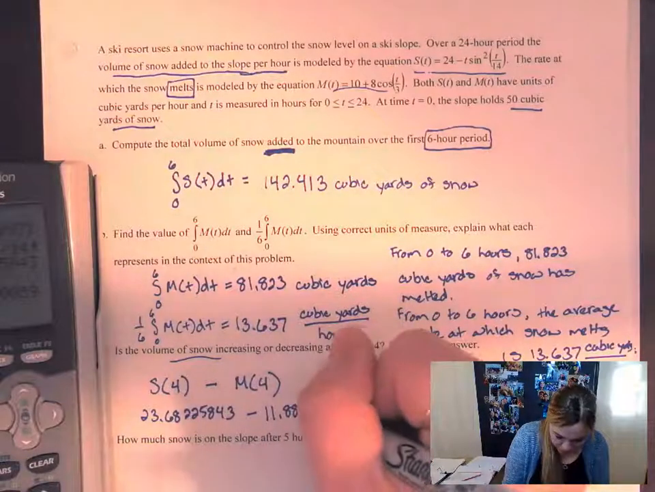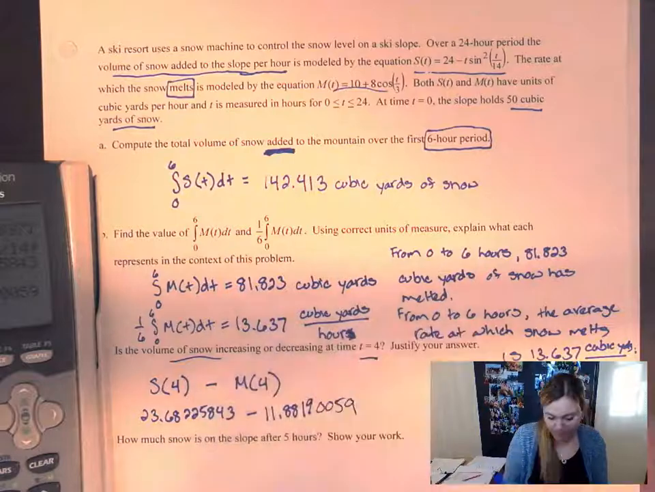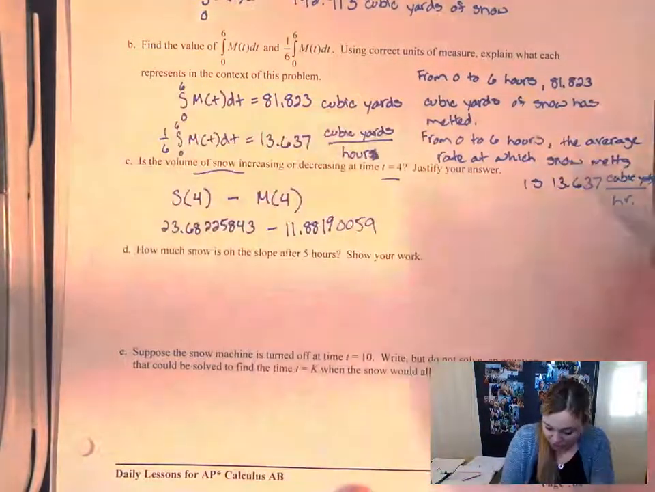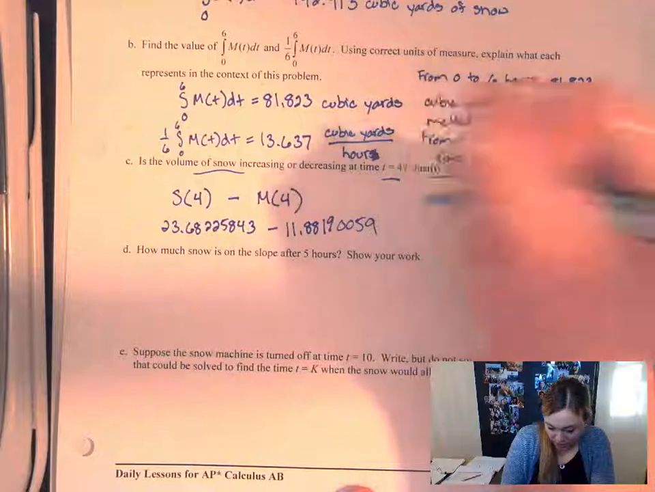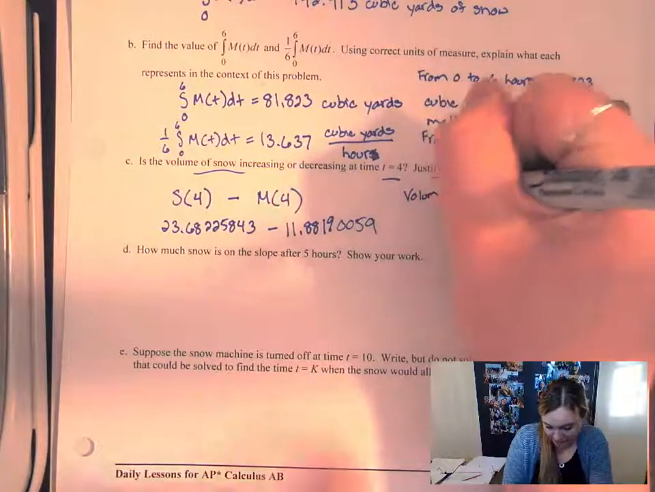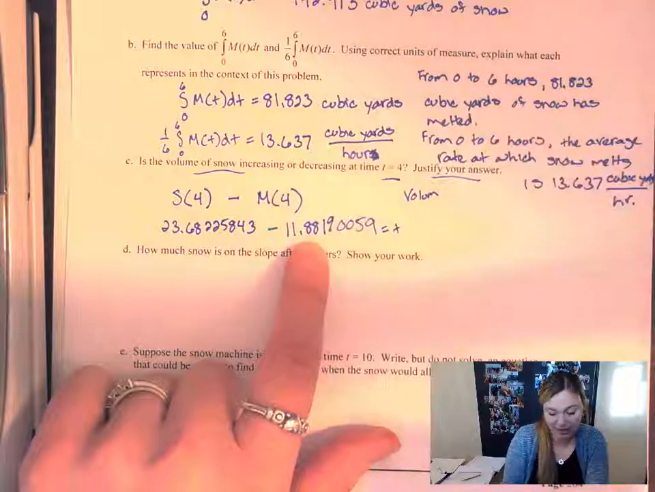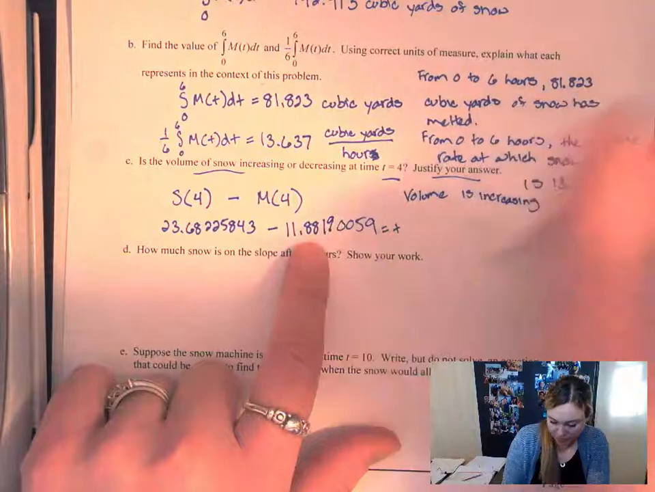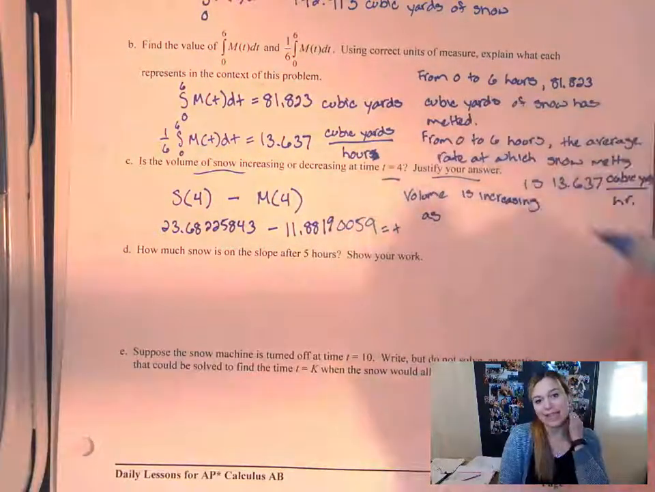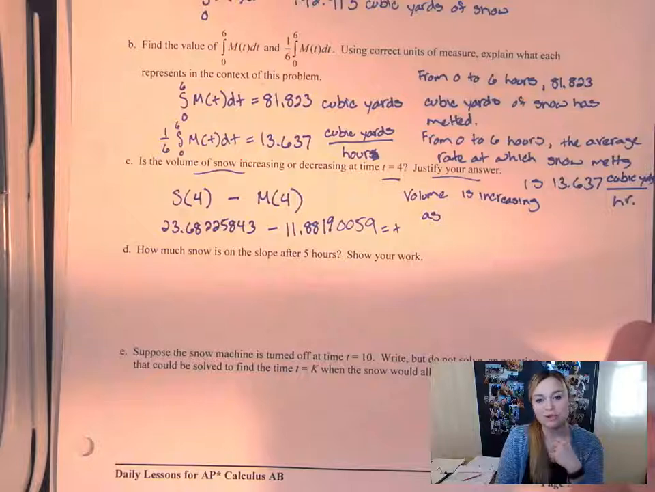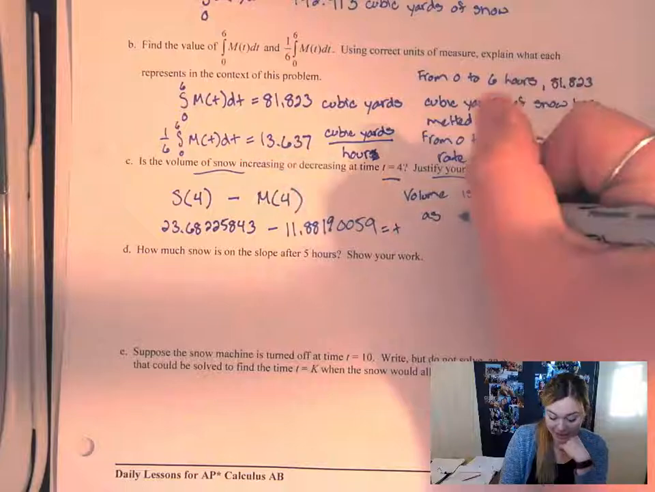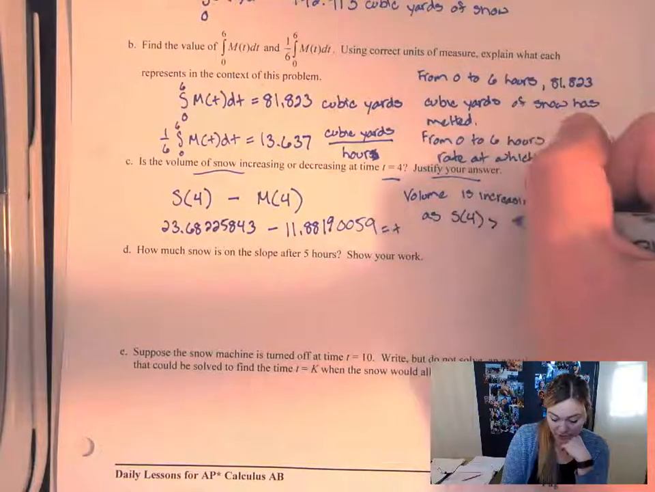So I can say it like this, and then I could say this number is positive, or I could say, here, this is justify your answer. So volume, I know that this is going to be positive, so I can say that. Volume is increasing. And you could actually say as the rate the snow is changing on the mountain is positive and then give this answer. Or you could say volume is increasing as S of 4 is greater than M of 4.